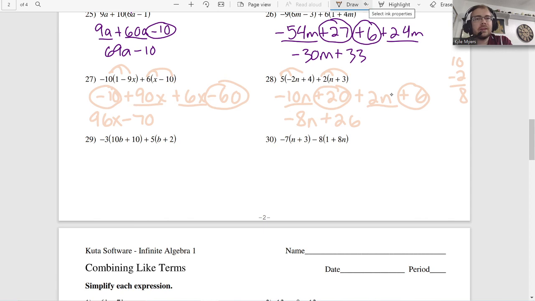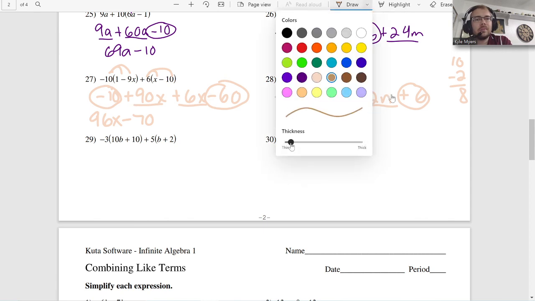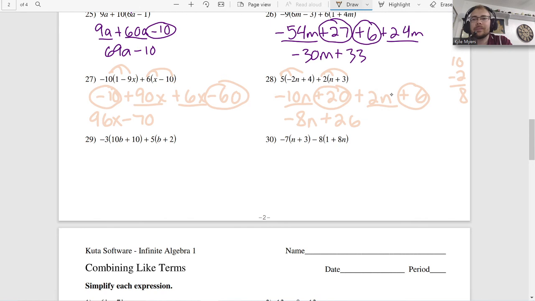And let's decrease the thickness back down to where it was. Okay, so distribute, distribute, distribute, distribute. Negative times a positive is a negative. 3 times 10 is 30. And a b. Negative times a positive is a negative. 3 times 10 is 30. 5 times b is 5b. 5 times 2 is 10.